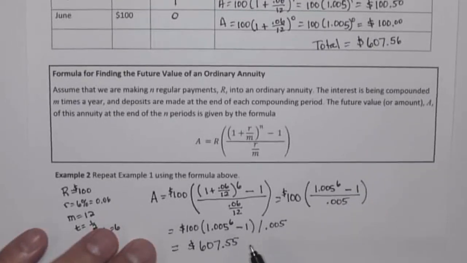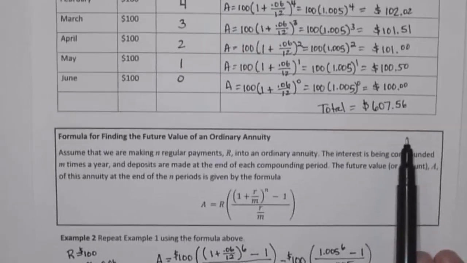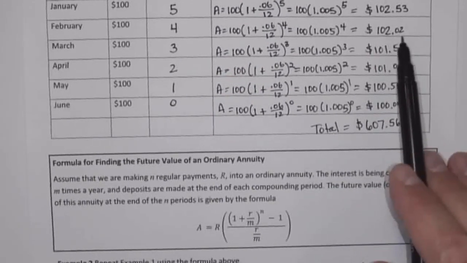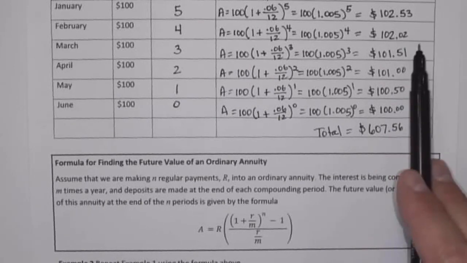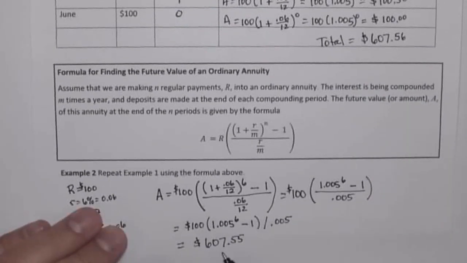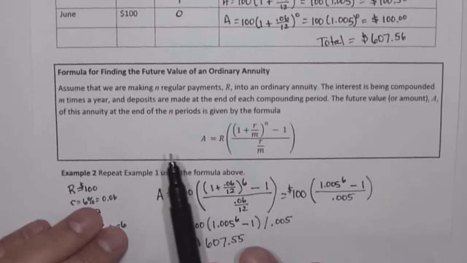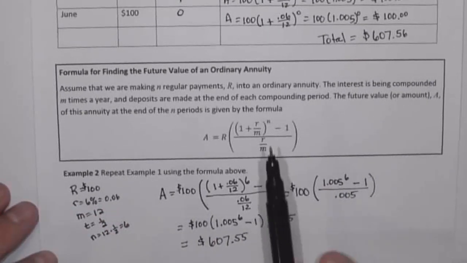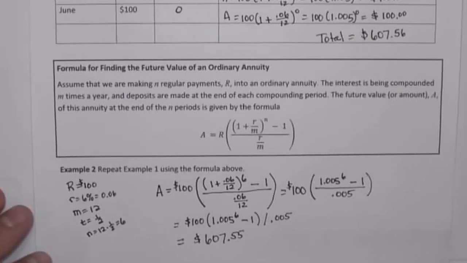Now looking back up here, we got a total of $607.56. So we've got a 1 cent discrepancy. The reason we have that discrepancy is because I rounded each one of these to the nearest penny. Had I left this out to fractions of pennies, this would have also come up to be $607.55. There wouldn't be that discrepancy except for the rounding. So there's our first couple of examples of dealing with annuities. We're going to pick up with the next example in a new video.